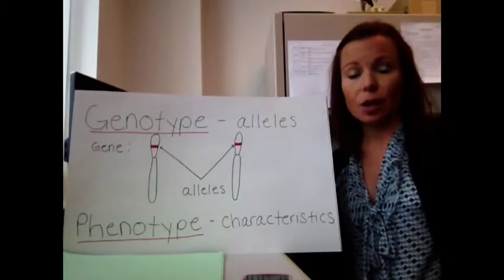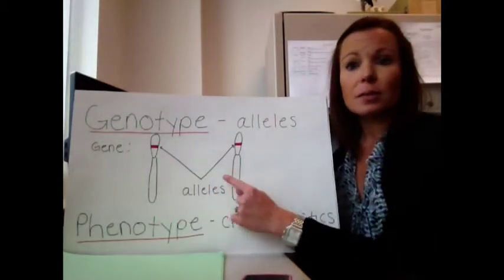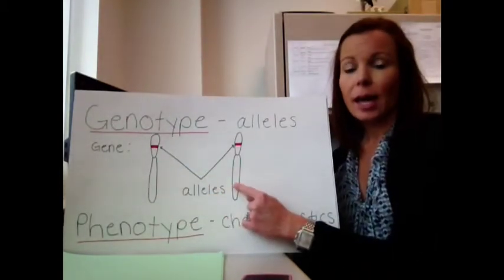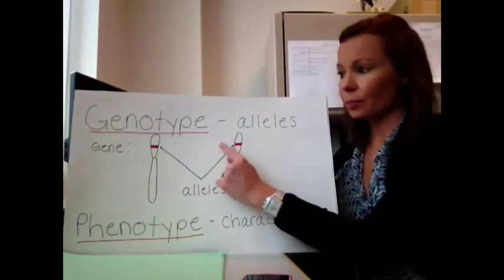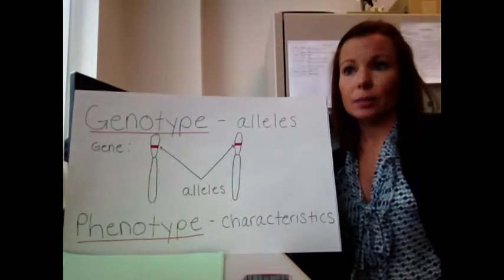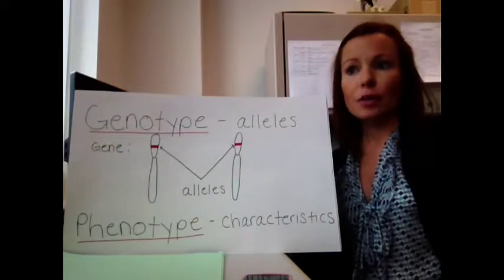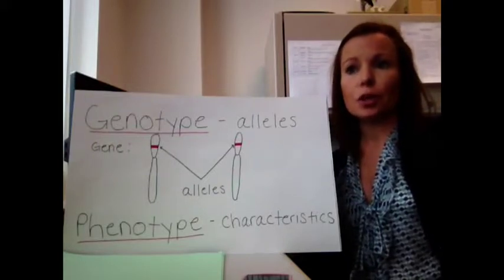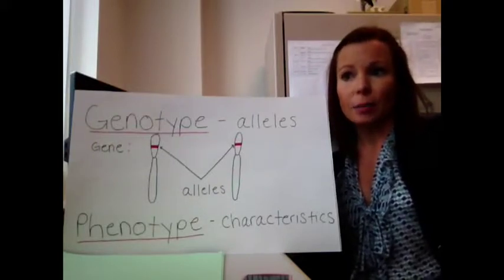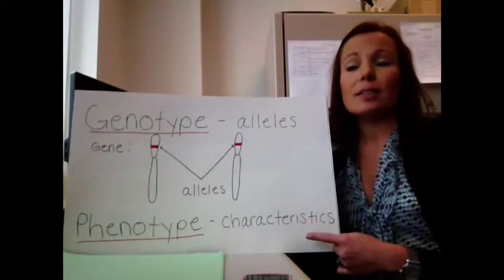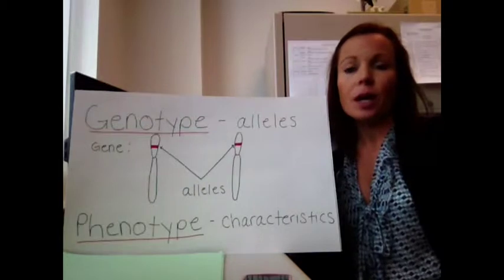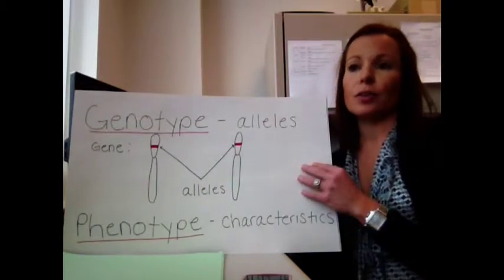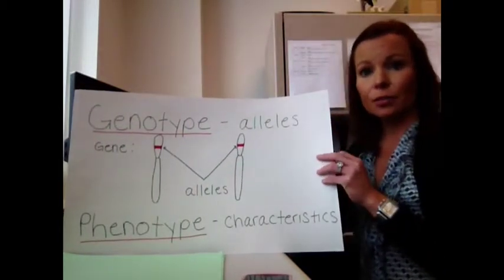Genes are located on chromosomes, which are shown here, and there are always at least two alleles that make up a gene. The interaction between these alleles will determine the individual's phenotype, which is the characteristics that they display as a result of the alleles that they have. Normally, alleles are either dominant or recessive.